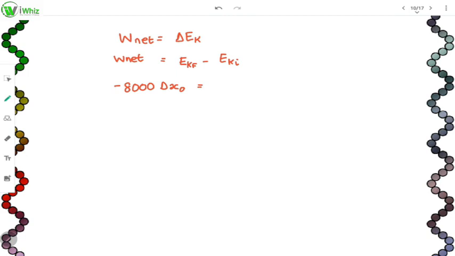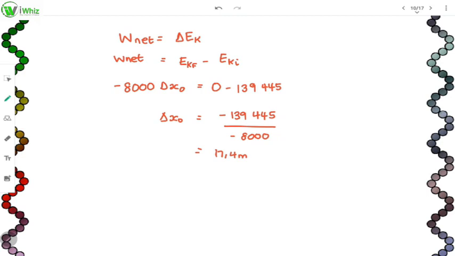There is no kinetic energy once the car has stopped. Remember that kinetic energy is movement. Once the car has stopped, it has zero kinetic energy, minus the kinetic energy at the initial, which is 139,445. Once I have that, I can say that delta x is equal to minus 139,445 all over minus 8,000, and that's going to give me a value of 17,4 meters.